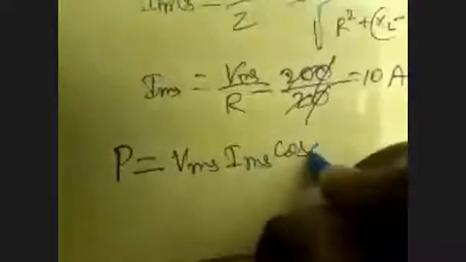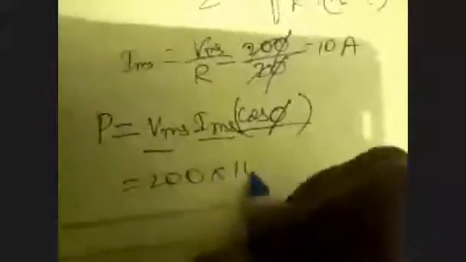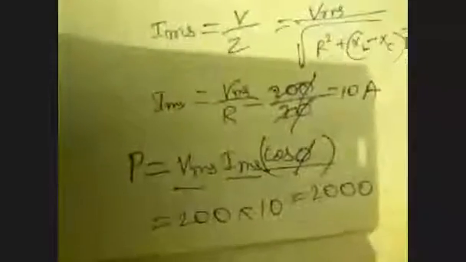Sir, VRMS, IRMS, cos phi, sir. VRMS, IRMS, cos phi. Yeah, very good, cos phi. So for cos phi, for a full complete cycle, phi you can take as 0, or 360, or 2 pi, 4 pi, 6 pi, 8 pi. You can take this many pi's, and you will get the answer as 1. So VRMS is 200, IRMS we found as 10. So 2000 power. SI unit of power?